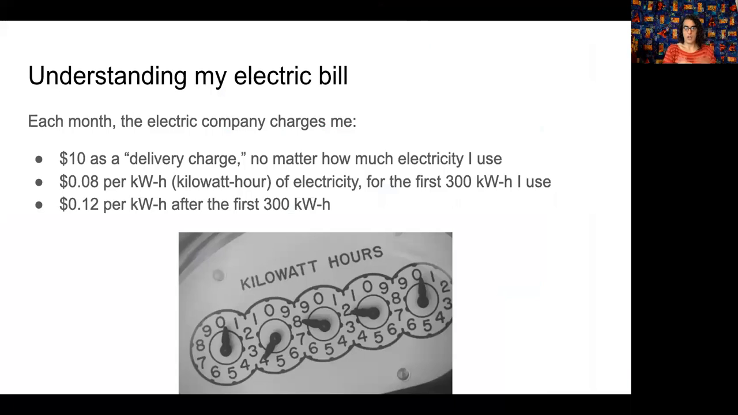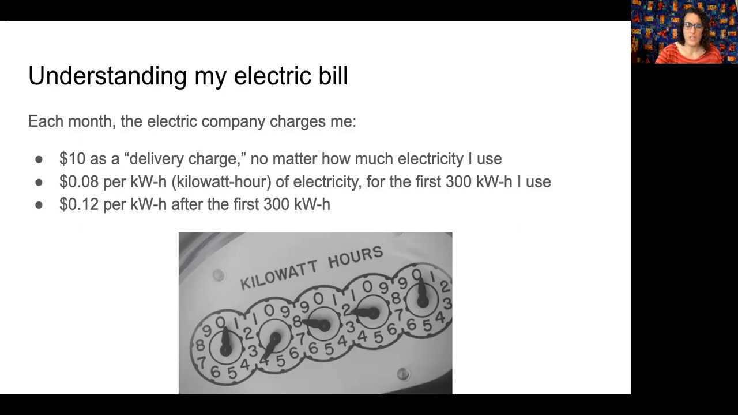So our topic for today is understanding my electric bill. So here's the way an electricity bill might work. Every month, the electric company charges me just $10 as a delivery charge. That's what I need to pay to get electricity at all. Then they charge me 8 cents per kilowatt hour of electricity for the first 300 kilowatt hours that I use, and 12 cents per kilowatt hour after the first 300. So if I use a lot of electricity, my electricity gets more expensive.